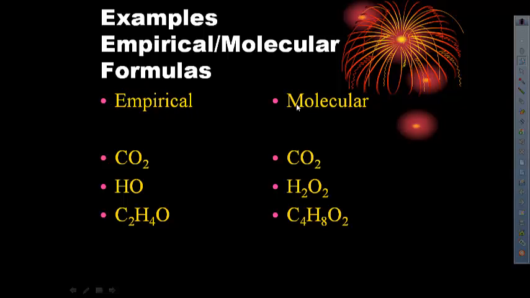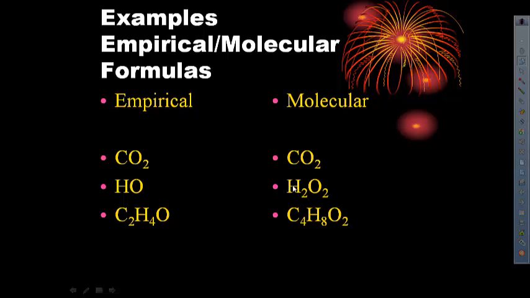Here are some examples. Okay, so here you see molecular formulas. So the molecular formula of carbon dioxide is CO2. So you got 1 carbon to 2 oxygens. So you see that the coefficients 1 and 2 are not divisible by anything other than 1. So the empirical and molecular formula are the same in this instance.